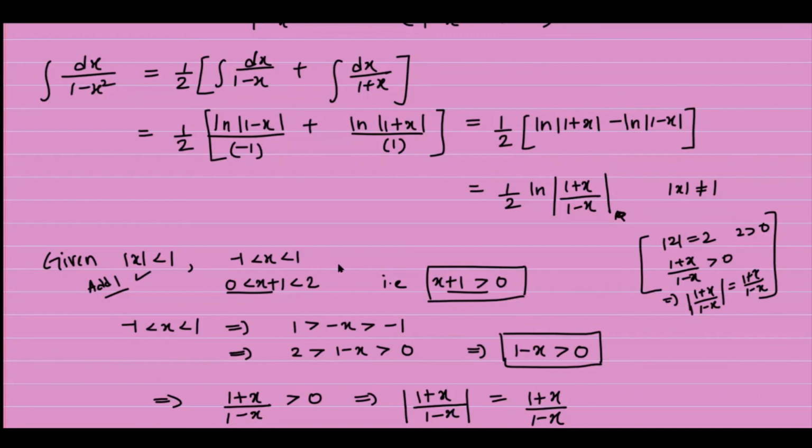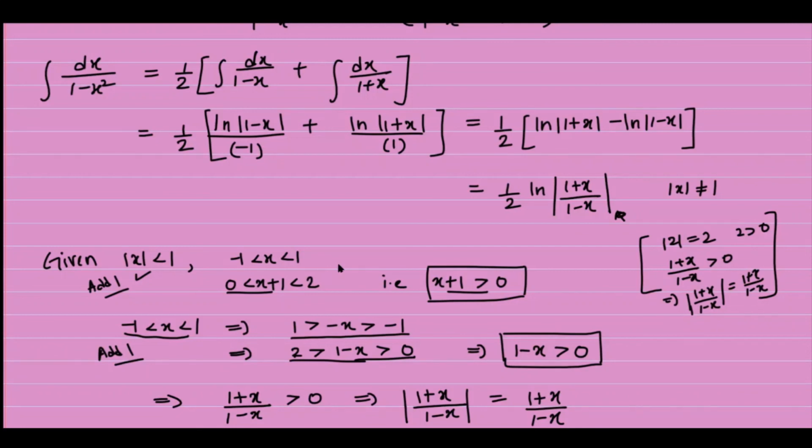We know x lies between minus 1 and 1. So we want to know the variation of minus x. For this, multiply this inequality with minus 1. When you multiply with minus 1, the inequality reverses. So we have 1 greater than minus x greater than minus 1. Now you add 1 on both sides. 1 plus 1 becomes 2 greater than 1 minus x greater than 1 minus 1, 0. So again from here we are getting 1 minus x is positive.